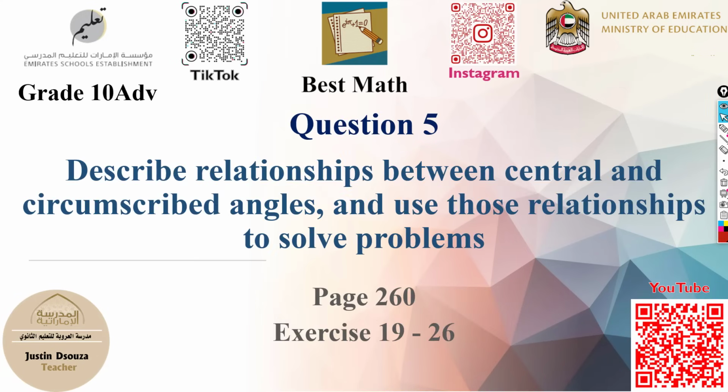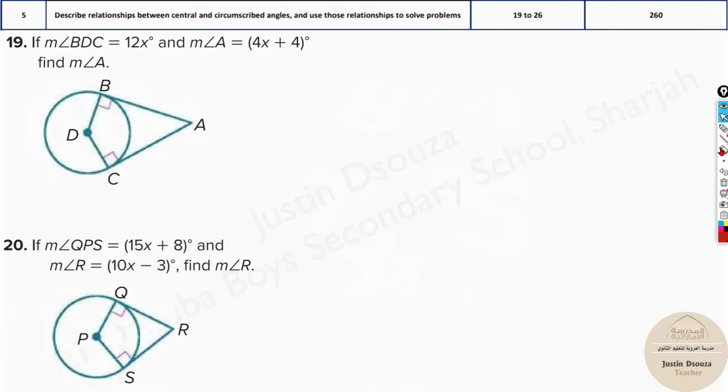Question 5 is about the relationships between the central angle and the circumscribed angles, and we solve for the perimeters and other values. Here we have been given some figures. You can see this is the central angle and these are two tangents, so it's 90 degrees. What we need to solve is: measure of BDC is given over here. This angle is 12x. The measure of angle A is also given to be 4x plus 4. And what is the measure of angle A?